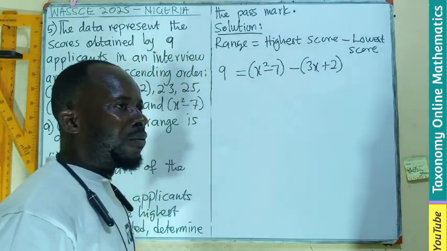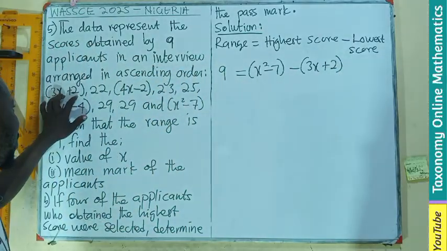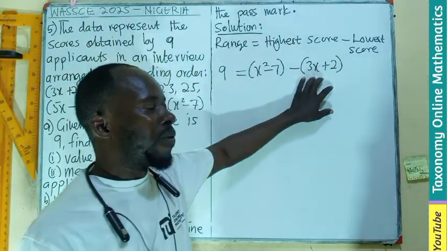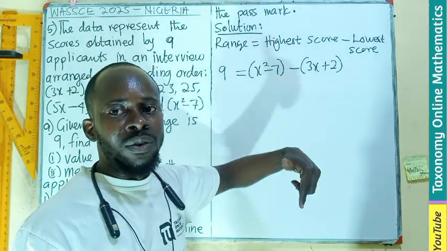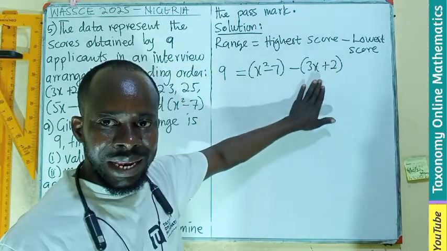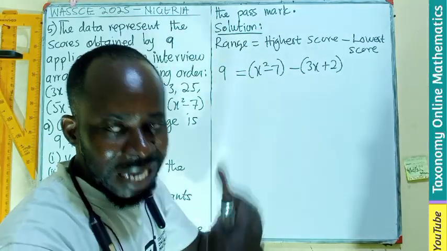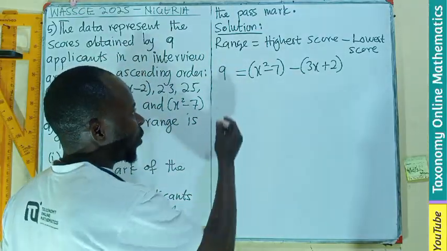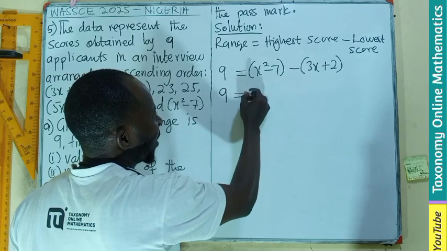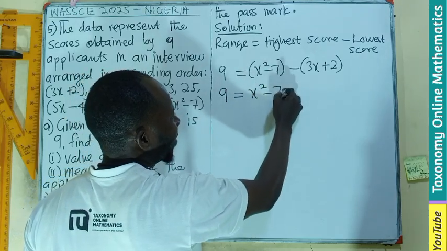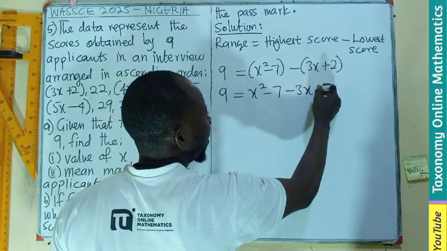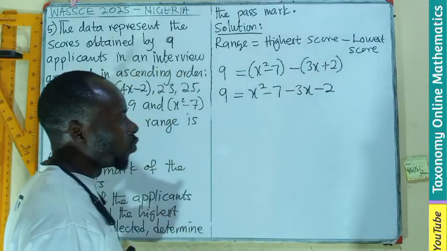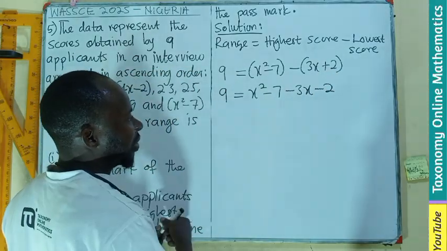Now, if you remove the 3x plus 2 from the bracket before writing it, the negative sign affects only the first term, and your answer is going to be wrong. So you maintain it in the bracket as a single term, then you can expand. So if we expand, we have 9 equals x squared minus 7, negative times positive 3x, negative times positive 2. Let's now send this to the other side.